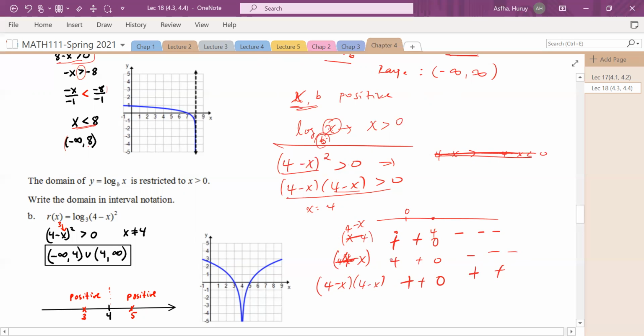And the question is, for what value or in which range is this one true, greater than 0? So we don't want to include this one because it's only greater than 0, not greater or equal to. So it's positive only in this range and in this range. This range is negative infinity to positive 4 with parenthesis, not close the bracket. And this is 4 to positive infinity with parenthesis again. And in between, we put this union sign, okay? And that's what we have right here, okay?